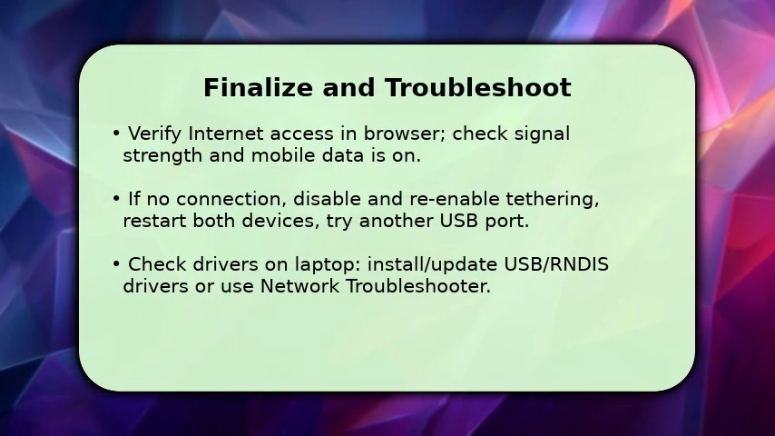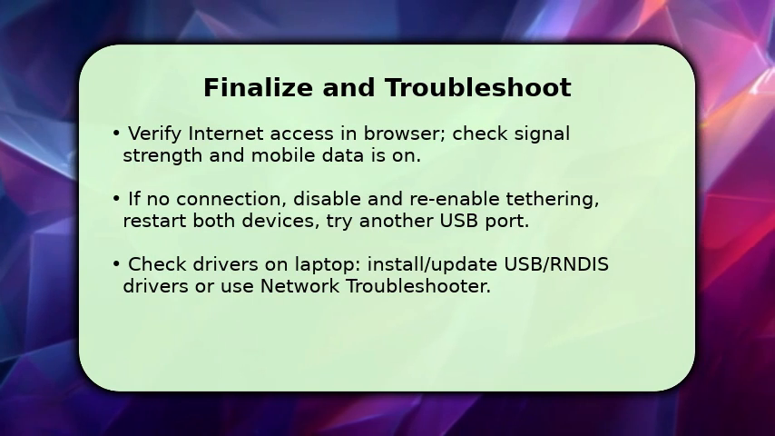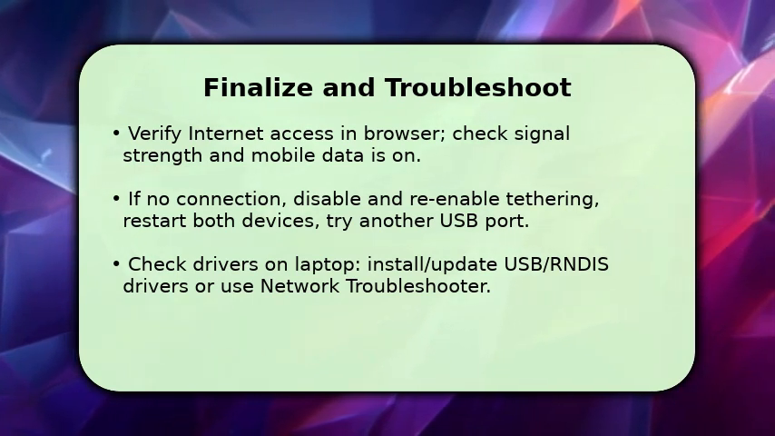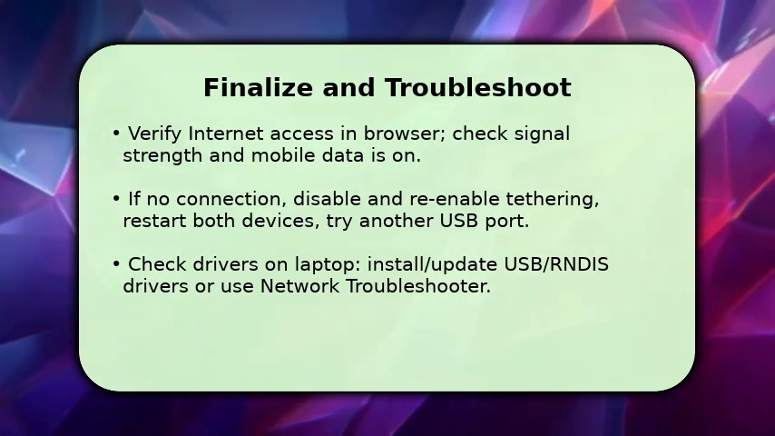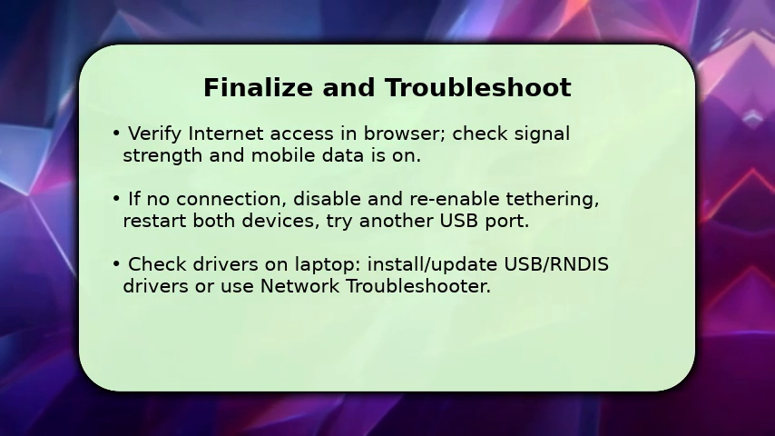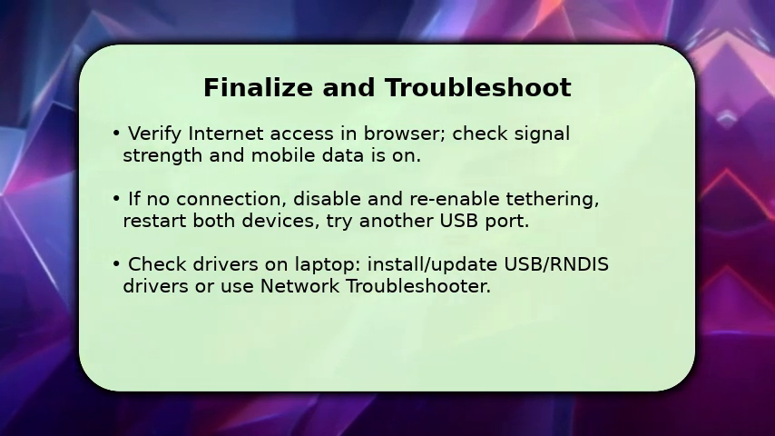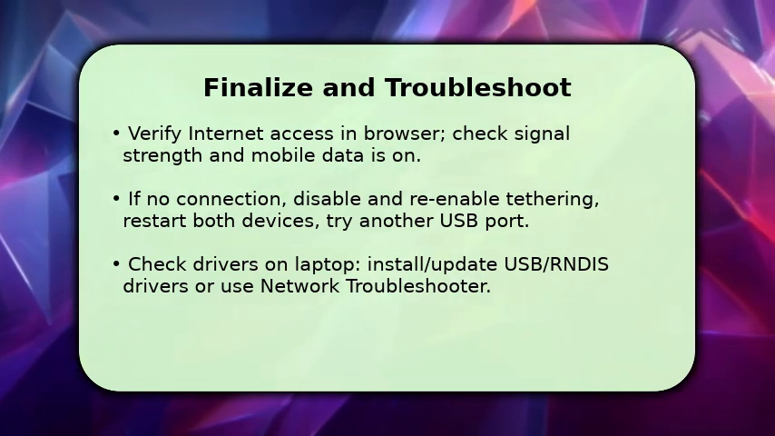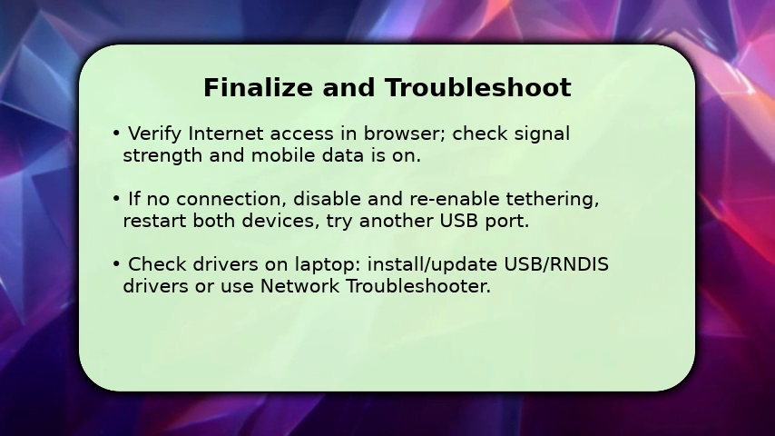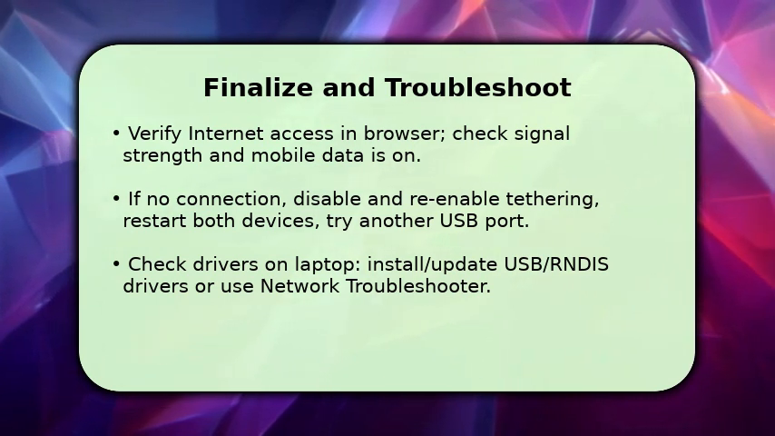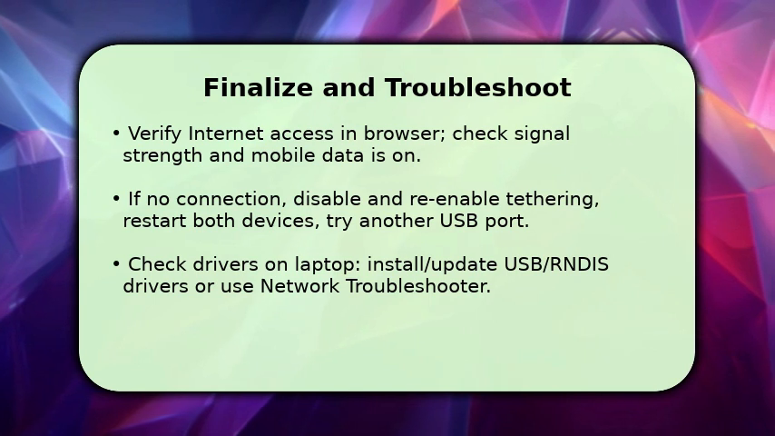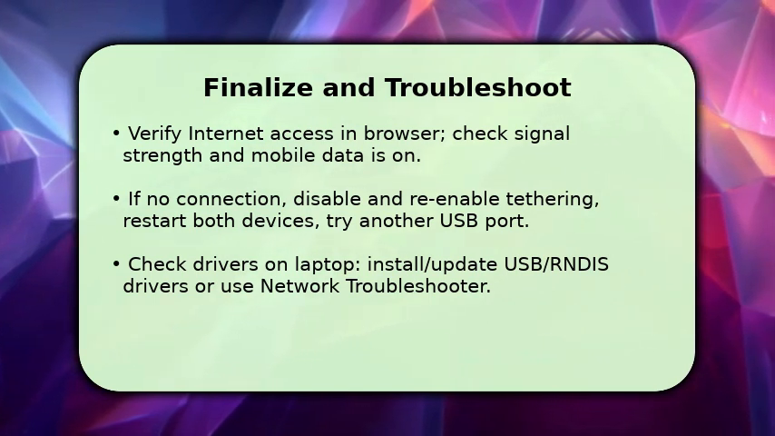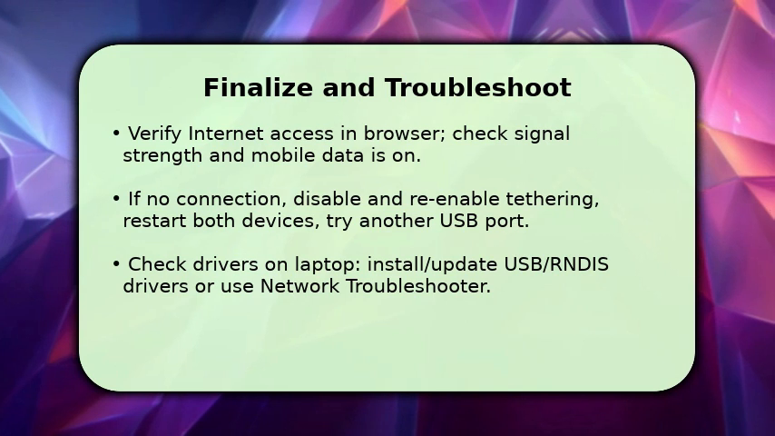To finish, verify you have internet by opening a web page. Confirm mobile data and signal strength on the Vivo T2 5G because weak reception limits speed. If the laptop shows no connectivity, disable and re-enable tethering, unplug and replug the USB or switch ports. Sometimes a simple restart of phone or laptop forces proper enumeration.